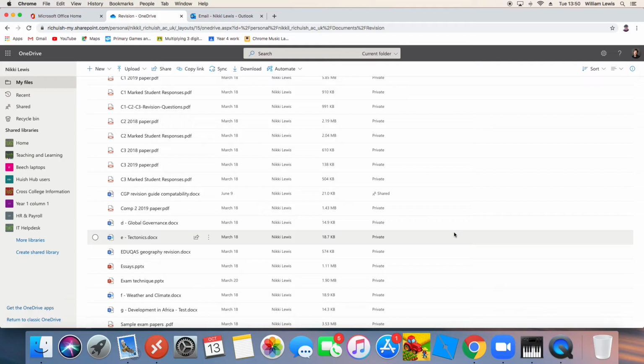Explain, that's your command. Explain one benefit and one risk of interdependency for different countries. Now for me, the trip hazard in that question is the number, because it's really important that you only talk about one benefit and one risk. Explain one benefit and one risk of interdependency for different countries.